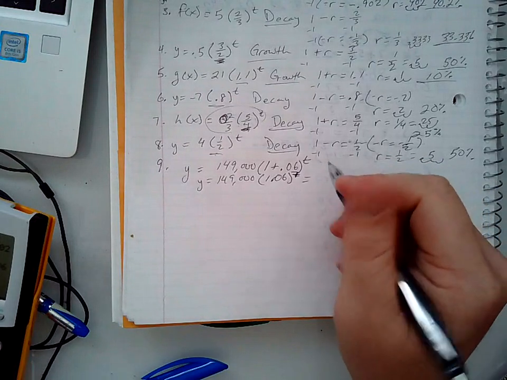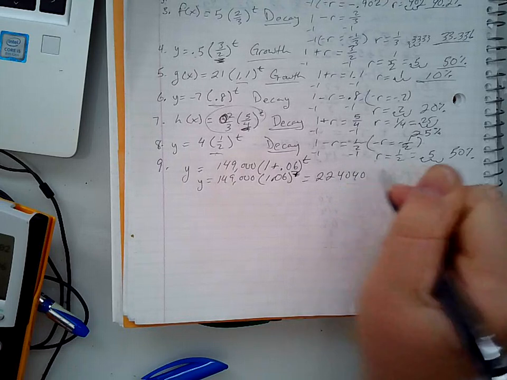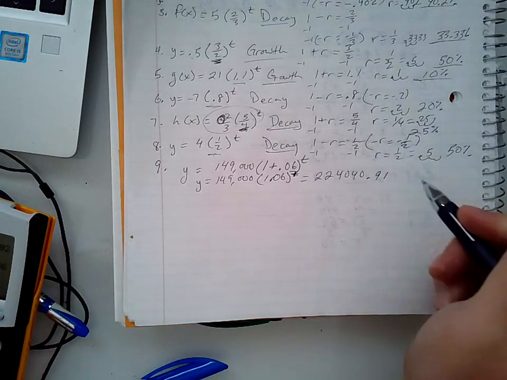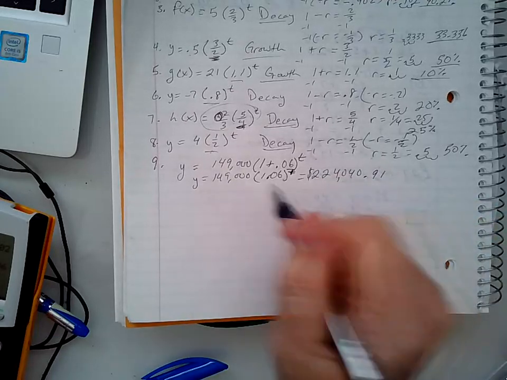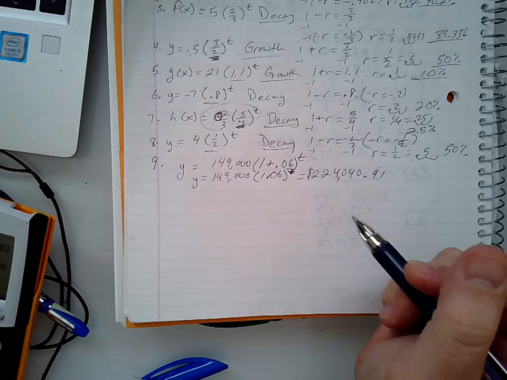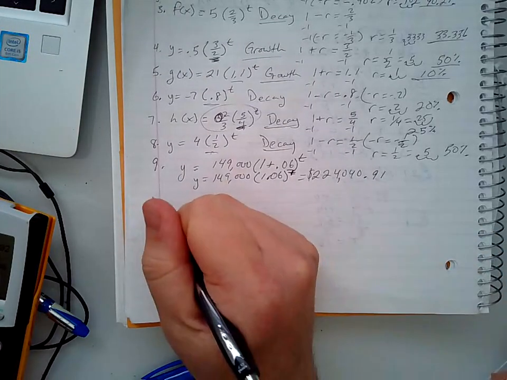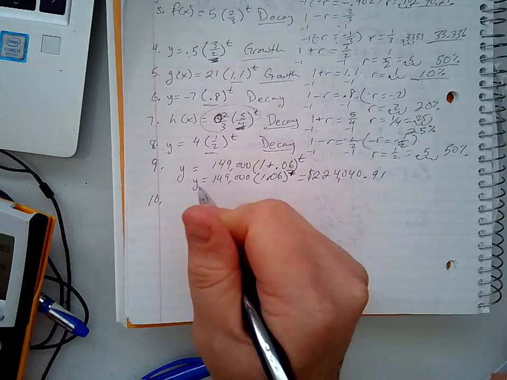So it says our annual sales will be $224,040.91. Okay, so this is our annual sales right here after 7 years. Looks like that company is expanding, growing pretty rapidly. Number 10, it says population of a small town.